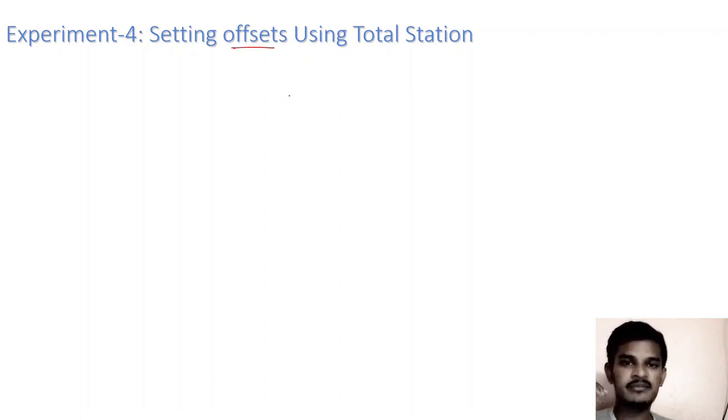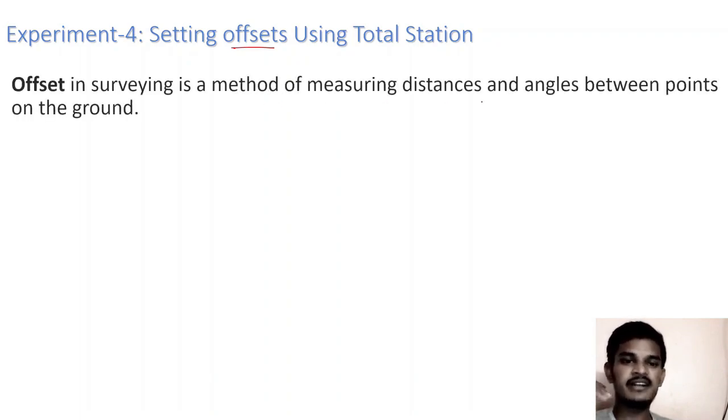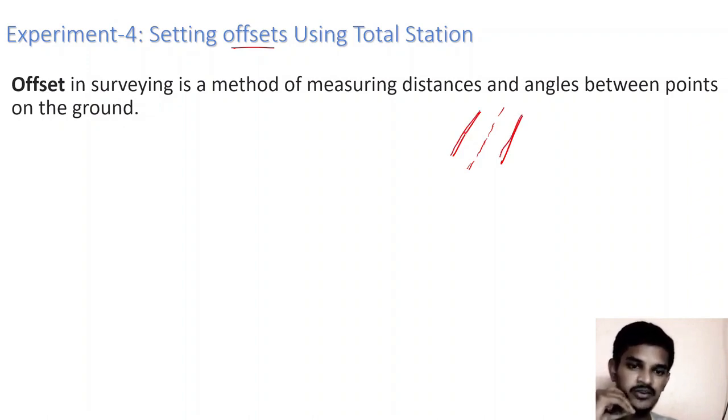So offset is nothing but a method of measuring the distance and angles between 2 points on the ground, right? So for example, we are constructing a road, and in order to construct the road, we'll be laying the center line, right? That is nothing but alignment, right? So we know the exact boundaries of this road, right? So with respect to this road, we'll be setting the offsets, right?